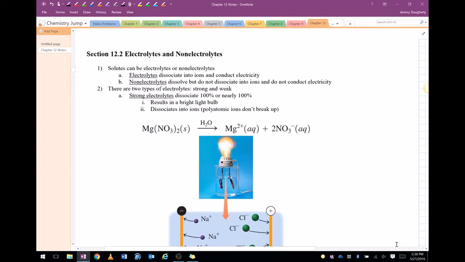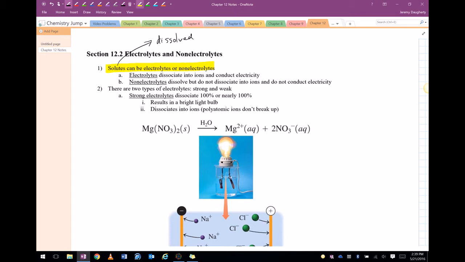Section 12.2, electrolytes and non-electrolytes. Solutes can be either electrolytes or non-electrolytes, okay? So a solute, remember, is something that's being dissolved, right? So we're only talking about substances that will dissolve, and normally we're talking about in water, okay?